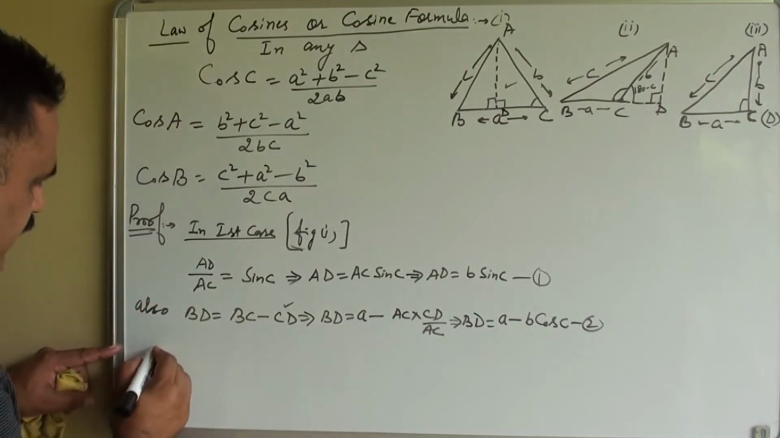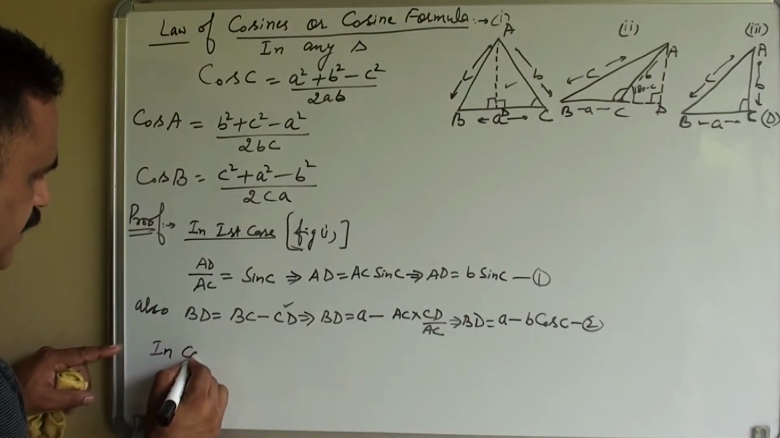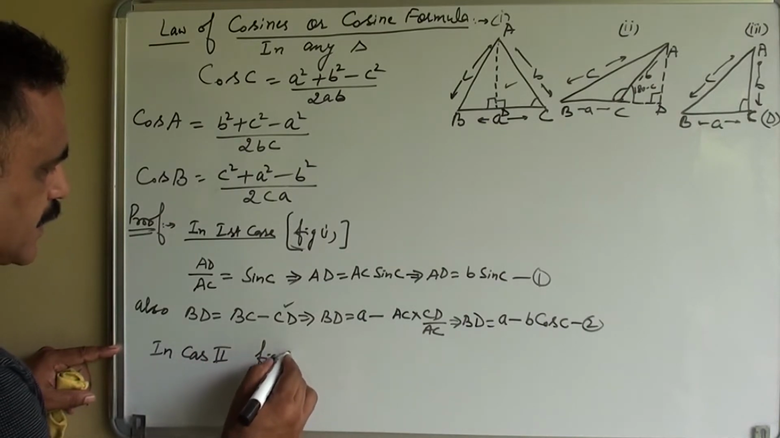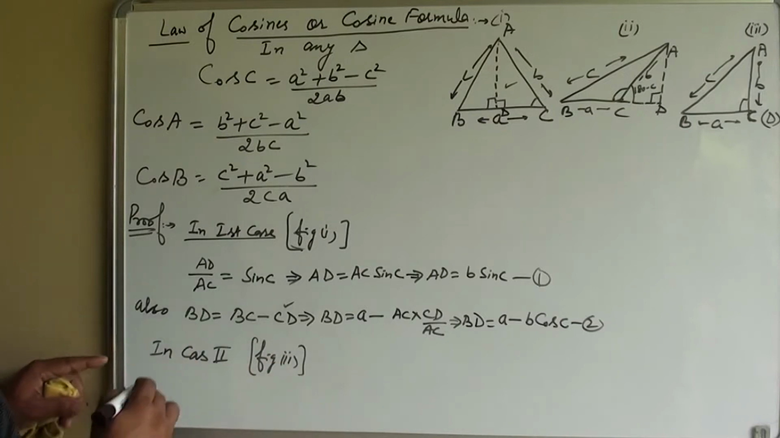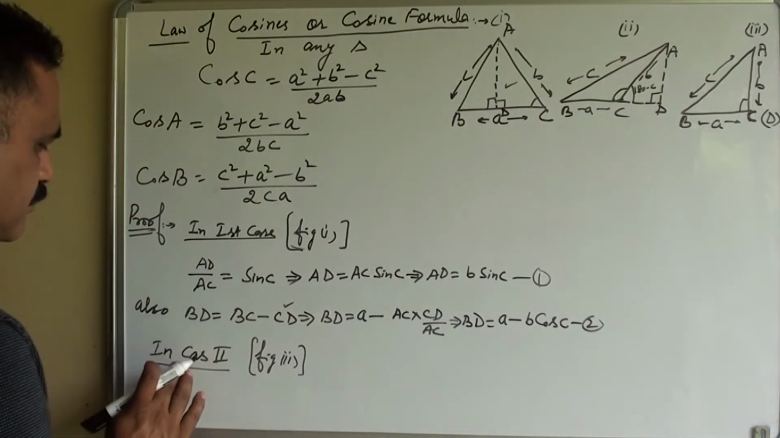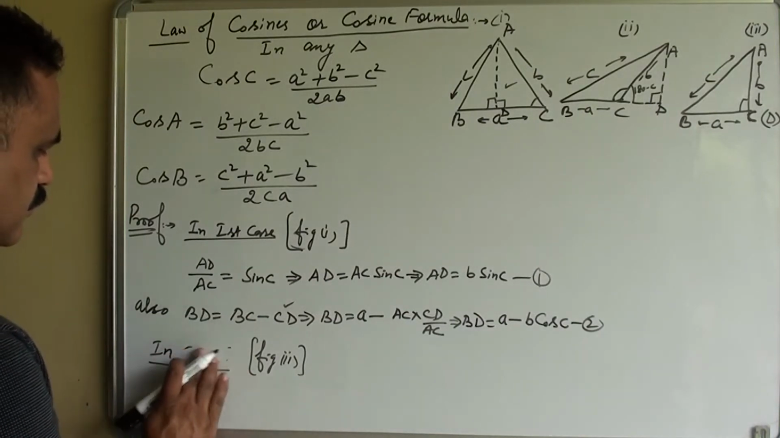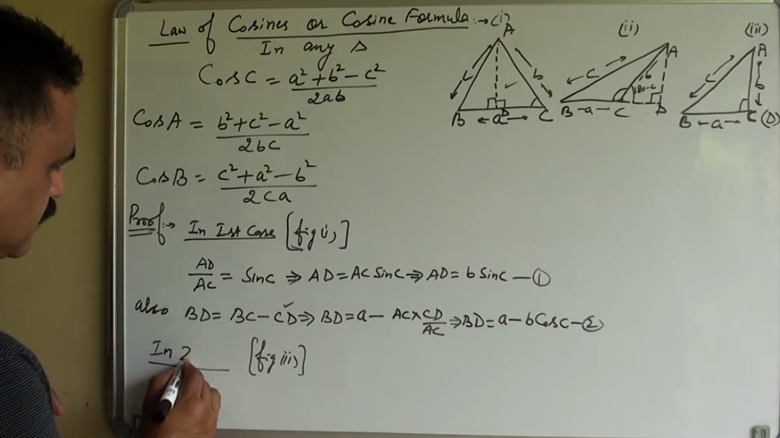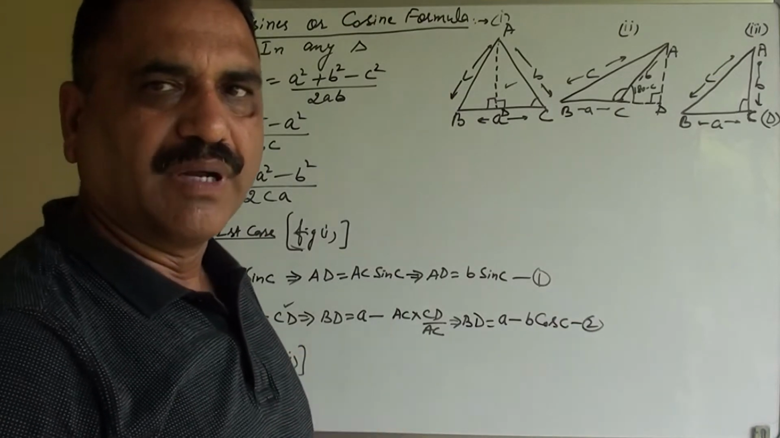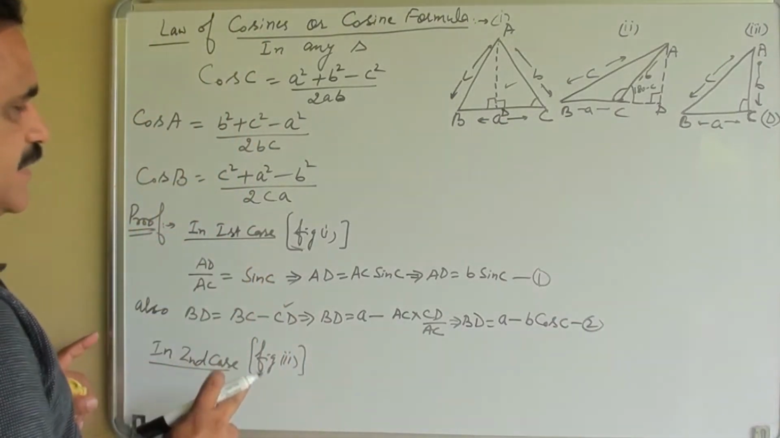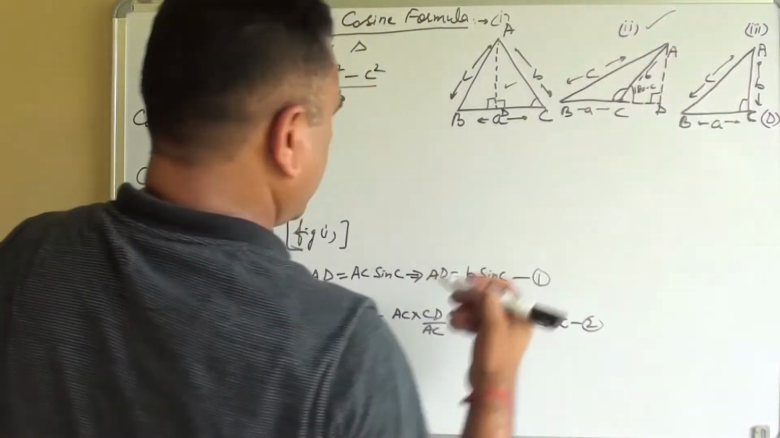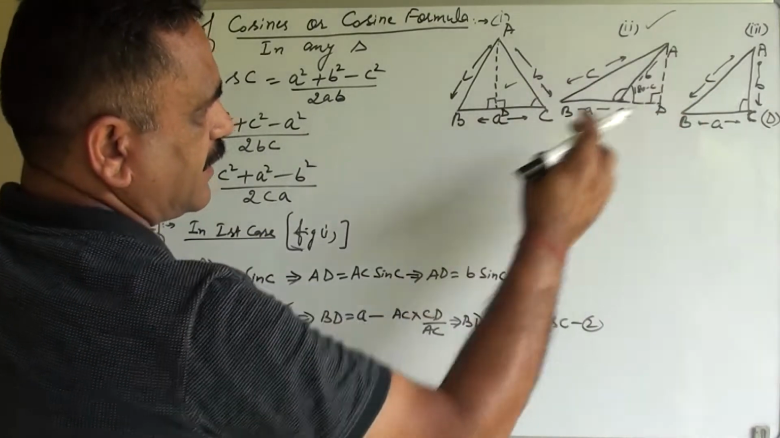Similarly, in second case, in case 2 or figure second, in second case, this was the first case, और केस एक जैसा रखने के लिए सेकेंड केस, ये रोमन में हो गया था, तो हमारा फर्स्ट पार्ट फर्स्ट केस, दिस इज सेकेंड केस. इन सेकेंड केस मीन्स ऑब्ट्यूज एंगल ट्रायंगल. अगेन व्हाट इज एडी?